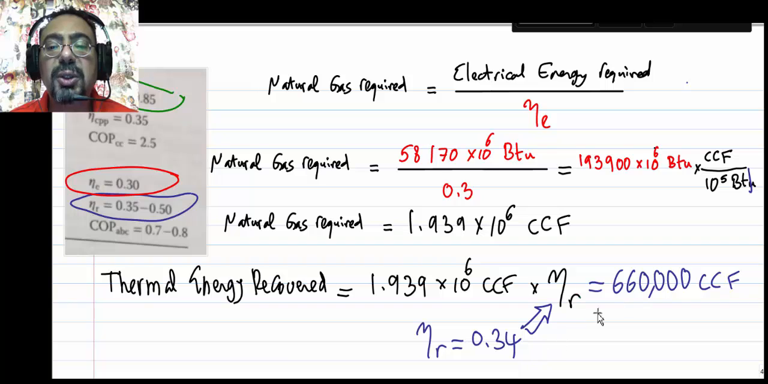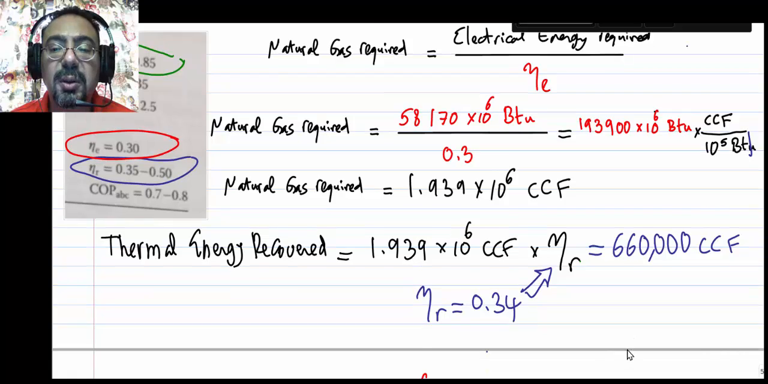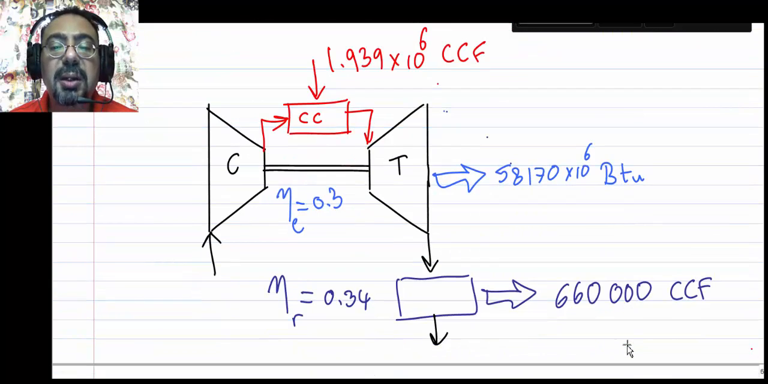So using 0.34 you get this much. Okay. And again, you can either use it in CCF or use it in BTU, but he's trying to do the analysis in CCF, which is how much? 10 to the power 5 BTU in our book. Very good.